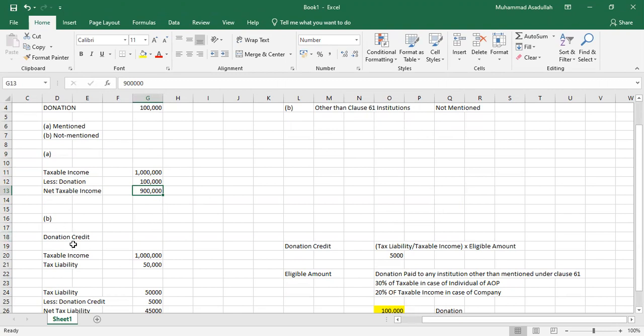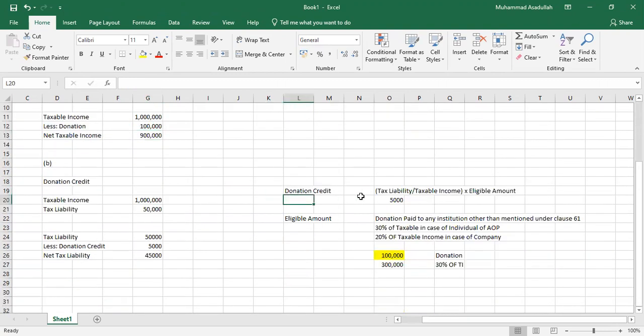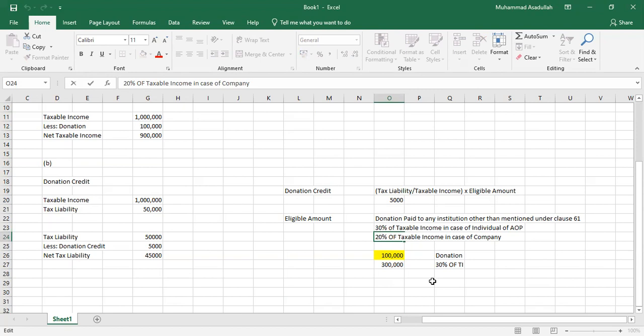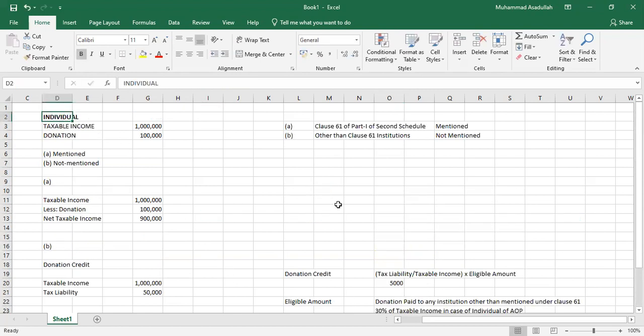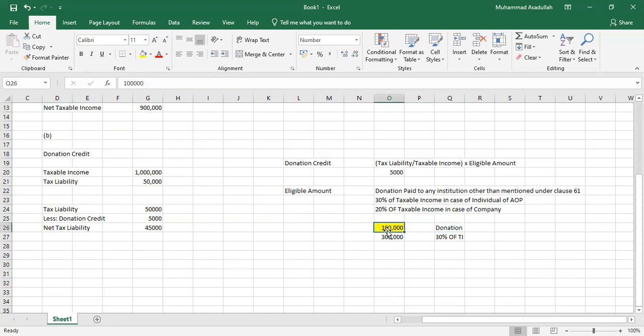Now in case B, you have to calculate the donation credit. The donation credit formula is tax liability divided by taxable income multiplied by eligible amount. The eligible amount is donation paid to any institution other than those mentioned under clause 61, and 30% of your taxable income in case of individual or association of persons, and 20% of taxable income in case of company. So we have a case of an individual. Here donation is rupees 1 lakh, and 30% of taxable income is rupees 3 lakh. Now the lesser value is 1 lakh.